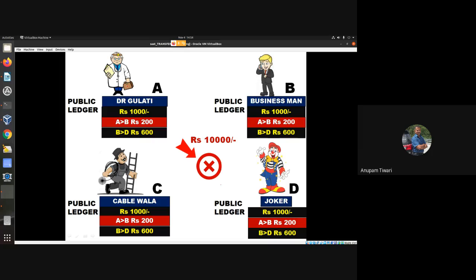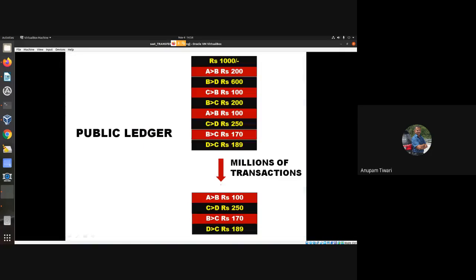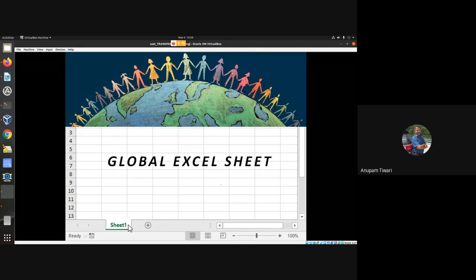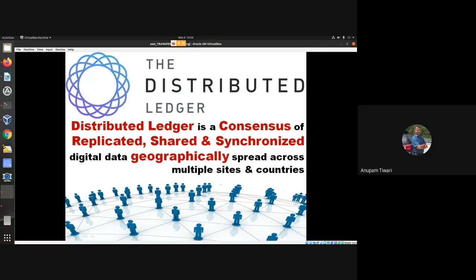So this is the basic bird's eye view of how the ledger is building up. Now, this ledger at each node has millions of transactions and a set of rules which defines the block, which defines the blockchain and how it works, like a global Excel sheet. So now, the distributed ledger.